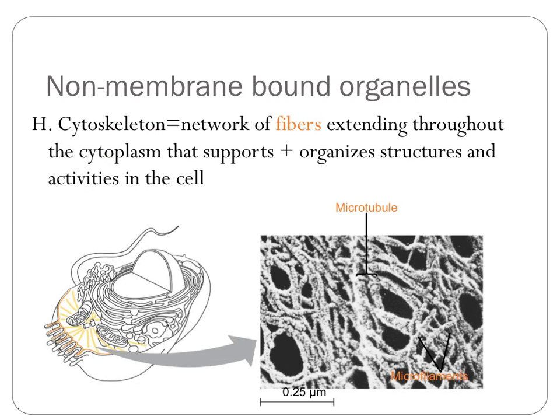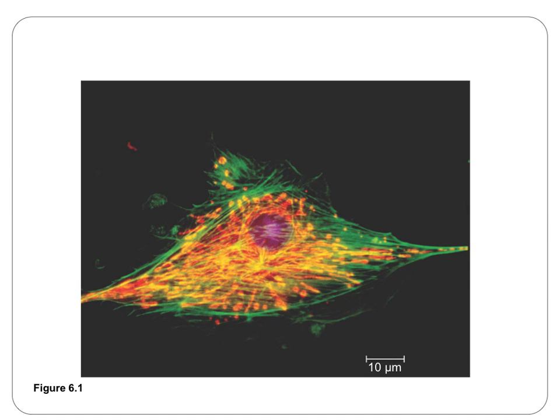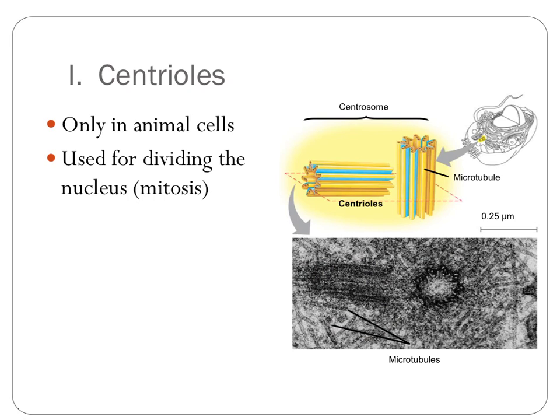Cytoskeleton is a network of fibers, much like your skeleton extends throughout your whole body. The cytoskeleton extends throughout the cytoplasm. It helps support activities and structures in the cell. Things can move along the cytoskeleton. So it's basically the same job that your skeleton would do, just on a much, much smaller scale. Here's a picture with some fluorescent dye, and you can see the green pieces of the cytoskeleton.